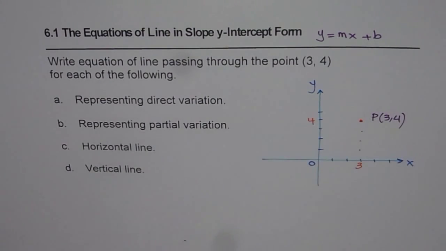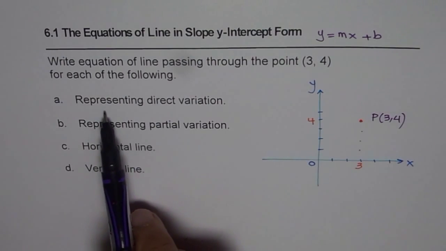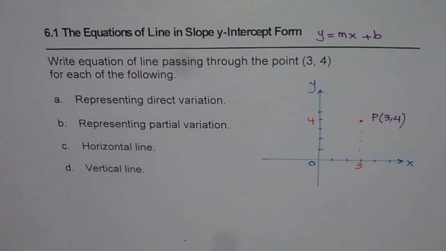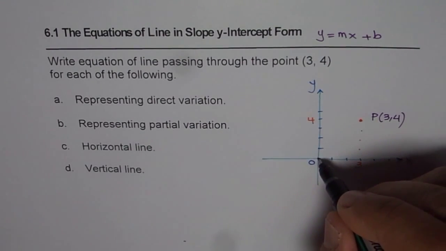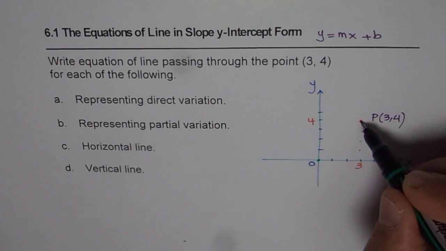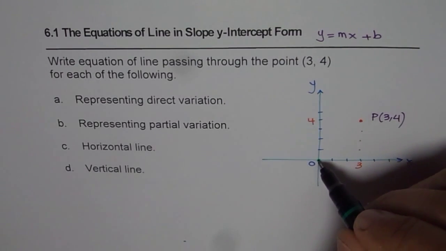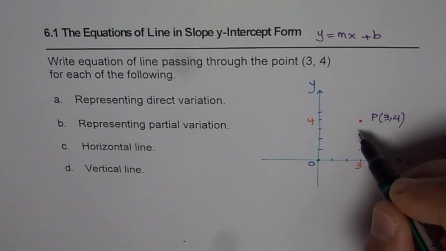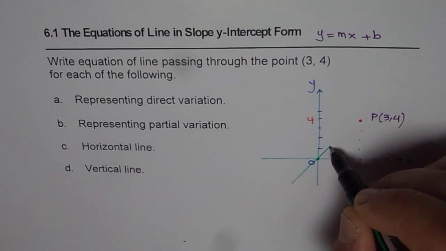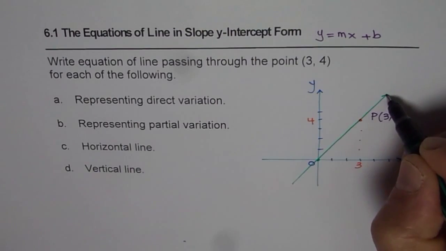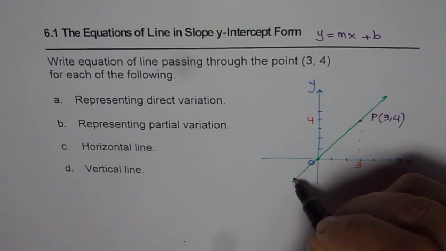Now we have these different lines. The first line is representing direct variation. So what is direct variation? Direct variation means that the line will pass through the origin. So we have a point already given to us. The second point is the origin. 2 points always define a unique line. So we can just join them, right? We can just join them and get our line. So that is the line.